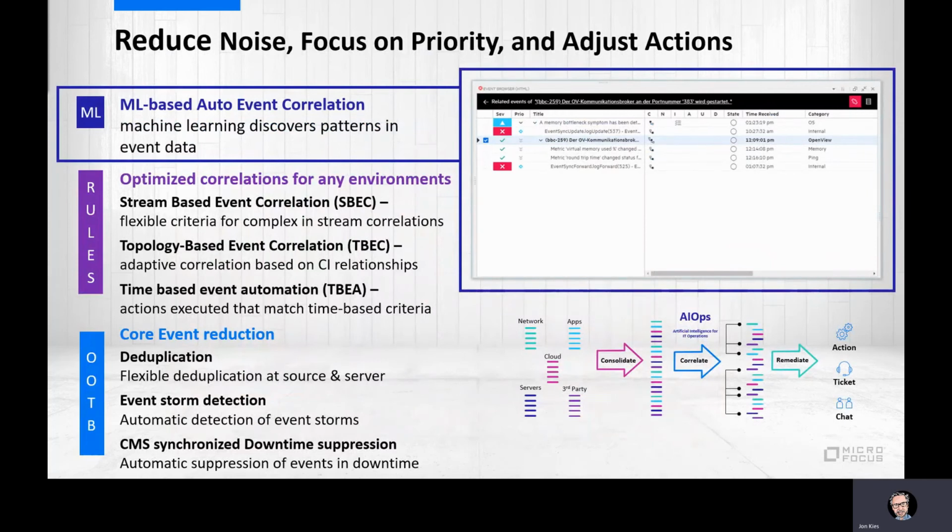And another real important delivery that we just announced is our machine learning based automatic event correlation tool. Here's where we're using the power of machine learning to discover patterns in event data and allow events to be correlated automatically without any additional capabilities. Below that we have rule-based and core event reduction with deduplication, but this is really a step forward in terms of out-of-the-box functionality and event correlation. So kudos to our R&D team for building this solution. This is a real step forward for us in delivering these kinds of machine learning techniques to OpsBridge.